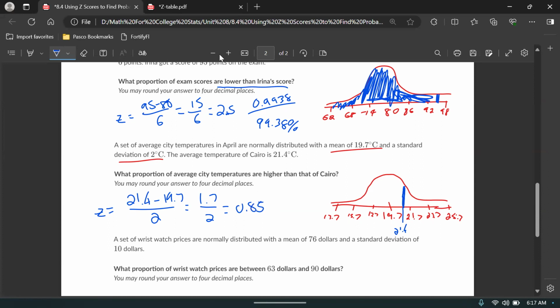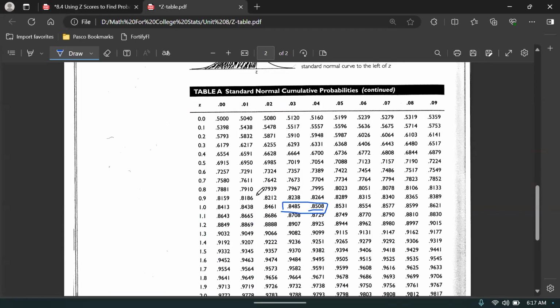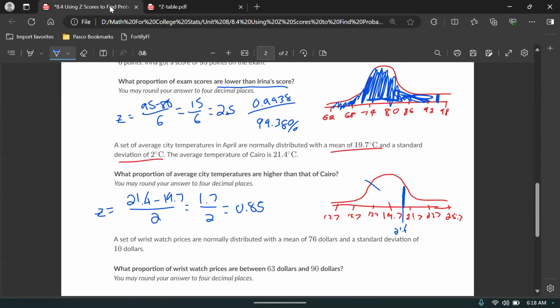This is the z-score, so we need to go to the z-score table, 0.8, 0, 1, 2, 3, 4, 5. 0.85 is this one, 0.8023. So the area to the left here is 0.8023. But notice it says what proportion of average city temperatures are higher than that of Cairo. So higher means to the right.